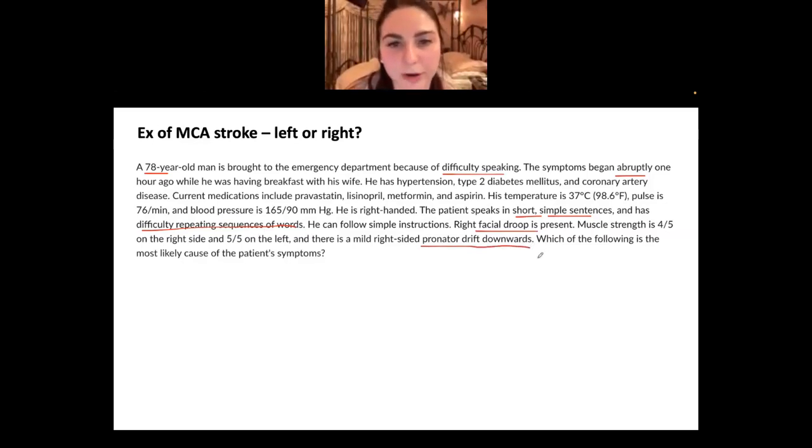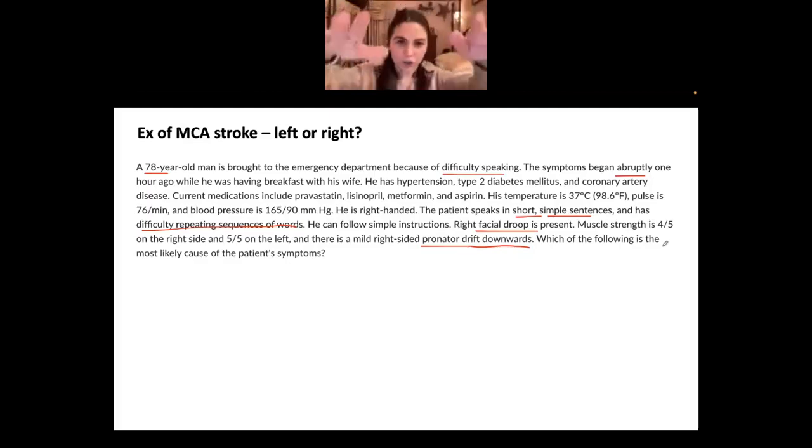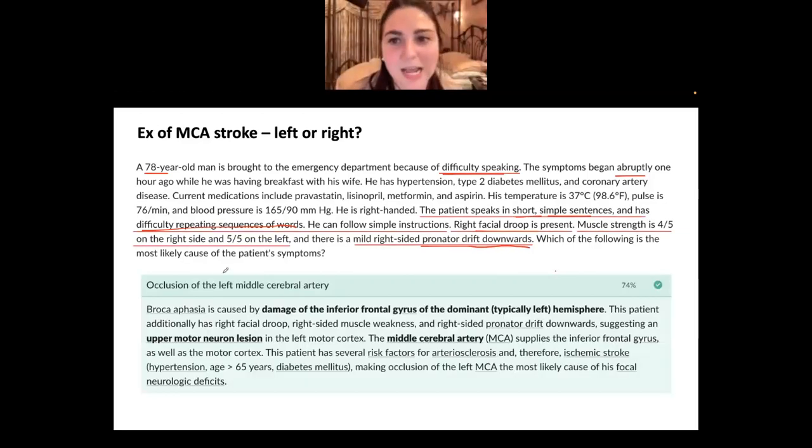Mild right-sided pronator drift. Pronator drift is not really one of those primitive reflexes, but it is a way to test for strokes. You have the patient extend their arms like this, and you try to push them down. They're not supposed to go down, but if they're having a stroke, they're just going to keep pronating downward, if that makes sense. If I say don't let me push your arms down, and you don't let me, then it's fine. So that's pronator drift. So this is your MCA stroke.